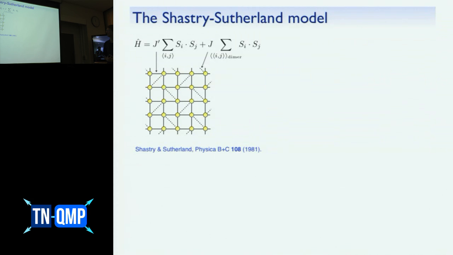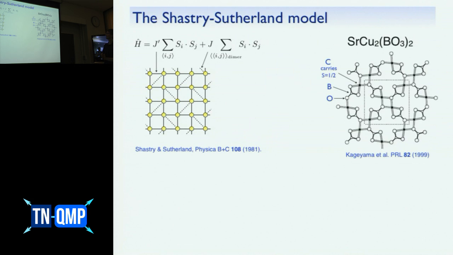So that's a frustrated system on this lattice here. It's essentially a Heisenberg model with two different couplings. Here we have these J prime couplings between nearest neighbors, and then we have the diagonal couplings with strength J just along these diagonals here. And it's a nice problem because it has a very nice realization in this material, the strontium copper borate.